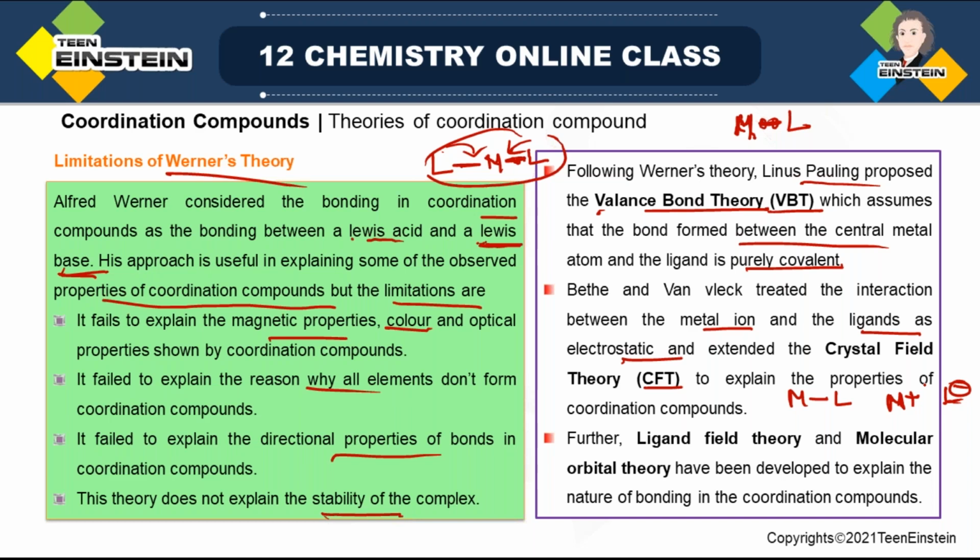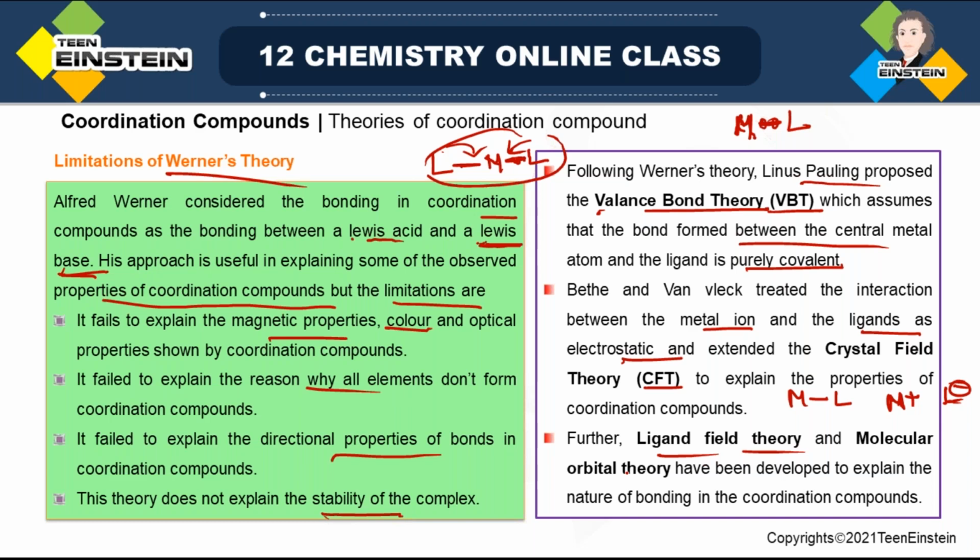But this assumption is also very extreme, okay? But here this assumption is present. And to overcome the limitations of CFT, the next modern theory is LFT, that is ligand field theory, and molecular orbital theory, that is MOT. But these two are very advanced, and the details are not included in the syllabus.